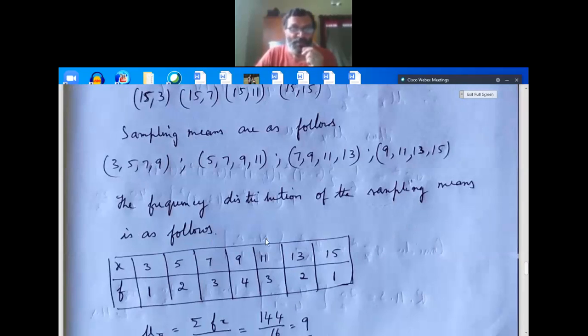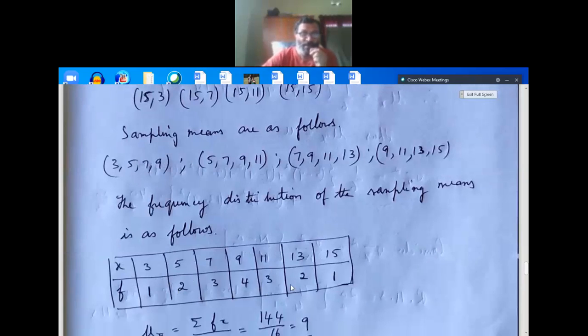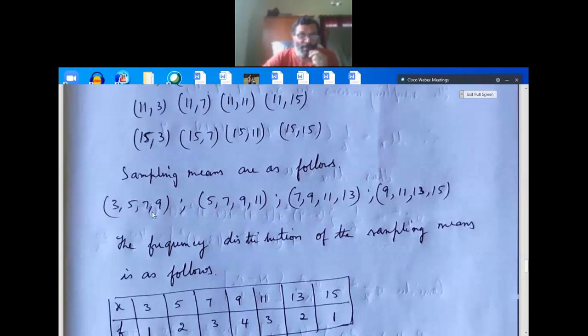Now we want the frequency distribution of the sampling means. We write all the values of x: 3, 5, 7, 9, 11, 13, 15. So 3 occurs 1 time, 5 occurs 2 times, 7 occurs 3 times, 9 occurs 4 times, 11 occurs 3 times, 13 occurs 2 times, and 15 occurs 1 time.